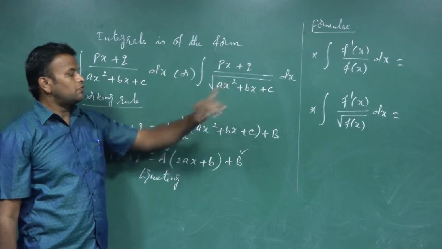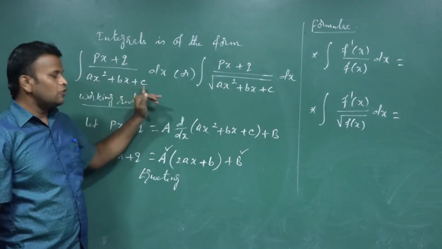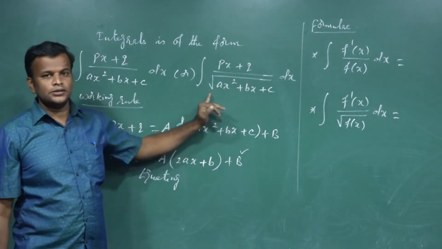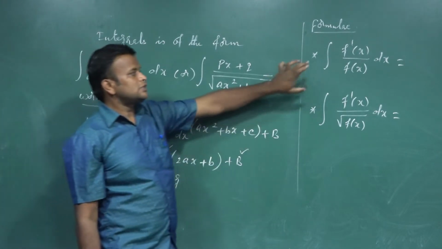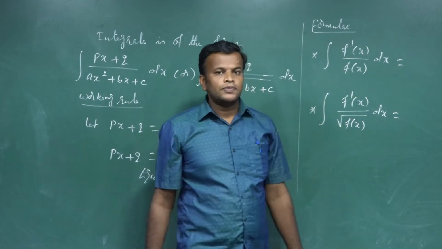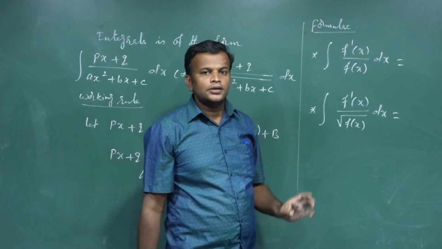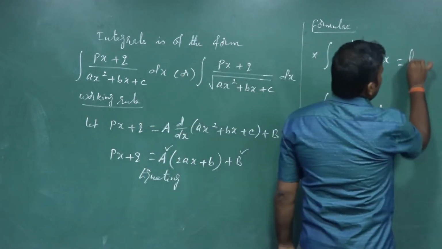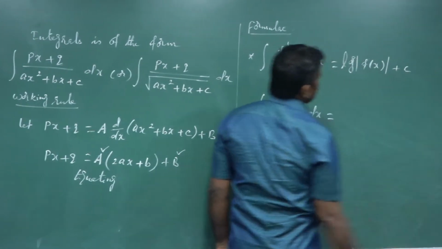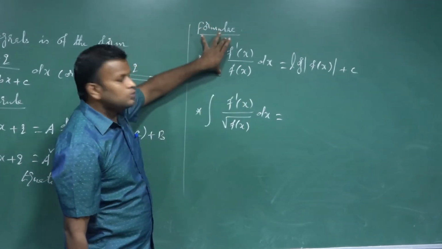Suppose it is of this form: numerator is a linear factor and denominator is a quadratic factor. It may be the quadratic factor or the square root of a quadratic factor. I remind you of the formula we already saw. In integration, f dash of x divided by f of x, that means the differentiation of the denominator is exactly the numerator, whose formula is log of modulus of the denominator. We use this formula here.